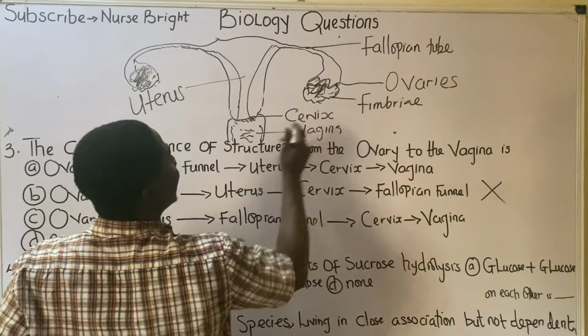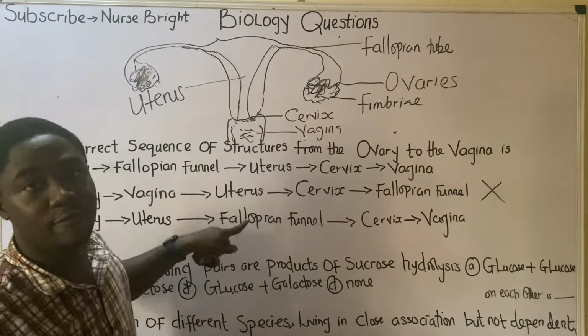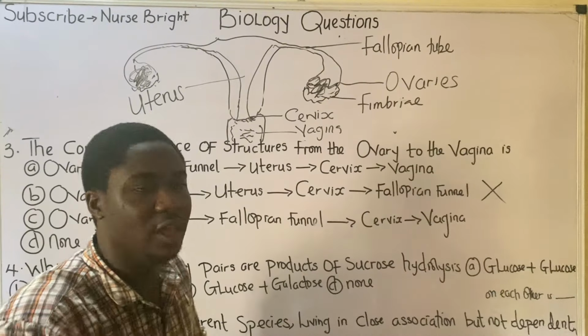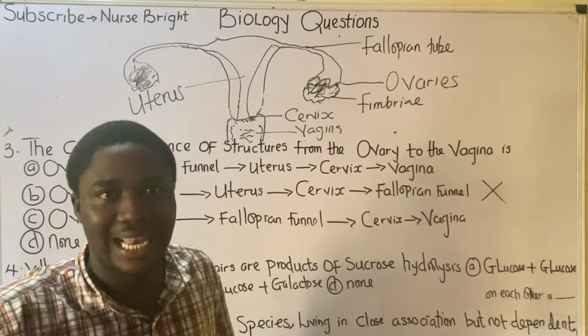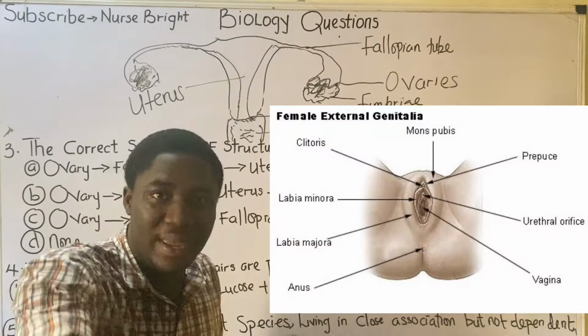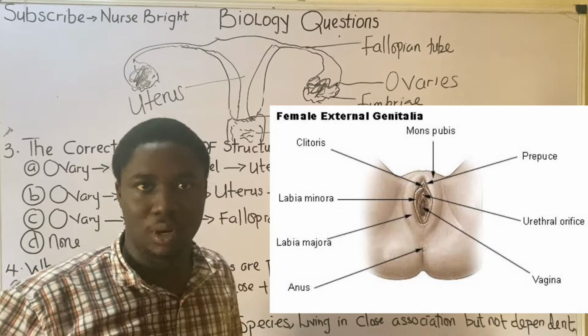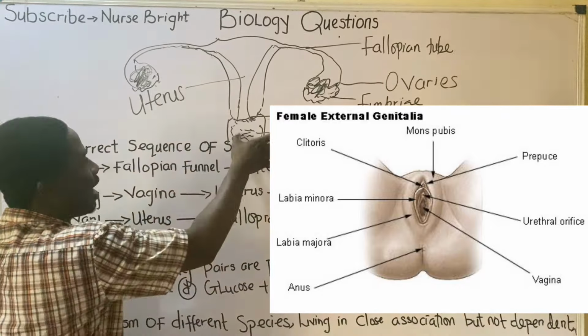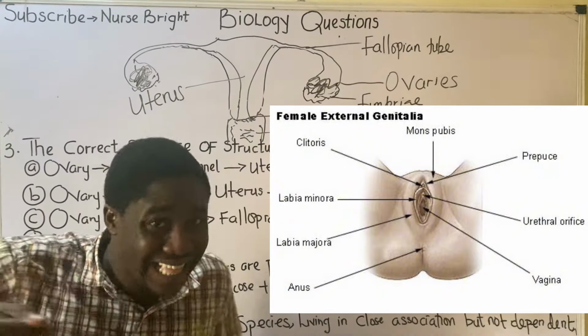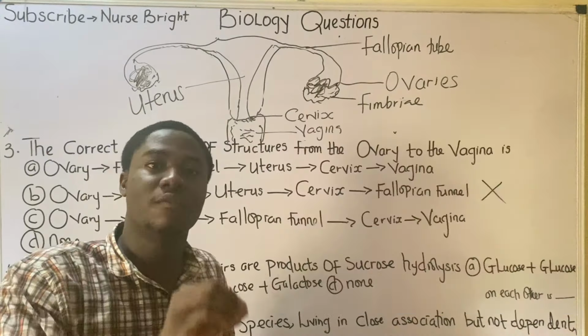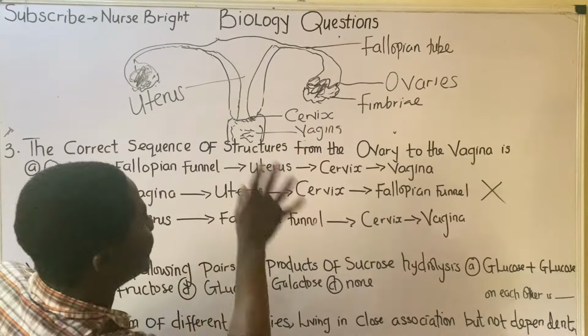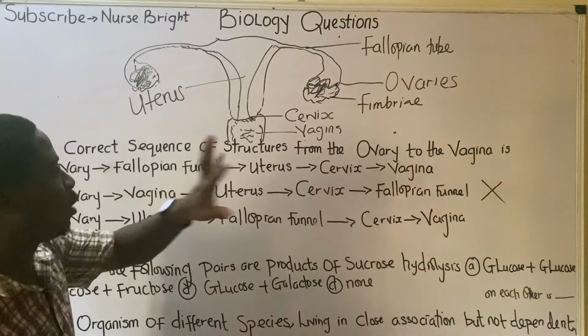Are you getting me now? If you go down, you have what we call the vulva, which is made up of the external genitalia, which include the labia minora, the labia majora, and the vestibule. Are you following me now? That's the vulva after the vagina, the external genitalia of the female reproductive system. So you can see the labeling. Let us understand it together.